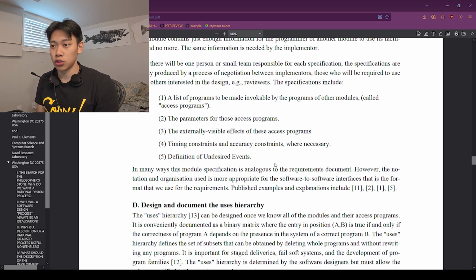invocable by the programs of other modules called access programs, the parameters for those access programs, the internally visible effects of these access programs, timing constraints and accuracy constraints where necessary, definition of undesired events. In many ways, this module specification is analogous to the requirements document. However, the notation and organization used is more appropriate for the software-to-software implementation that is formatted, that the format that we use for the requirements.